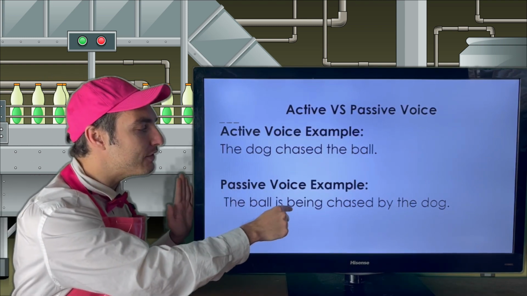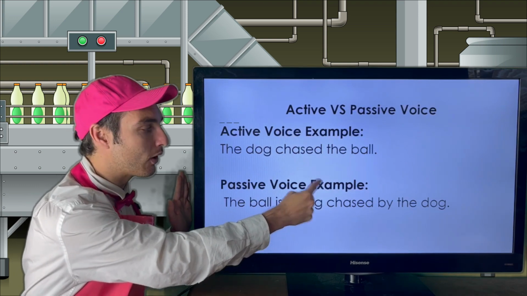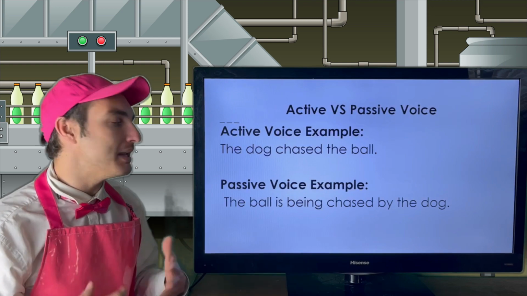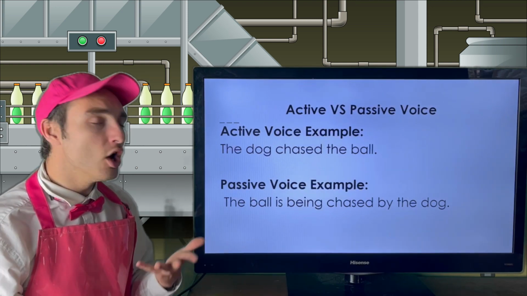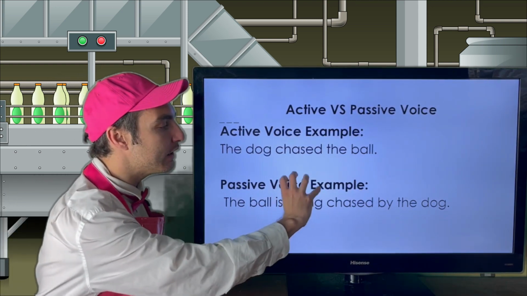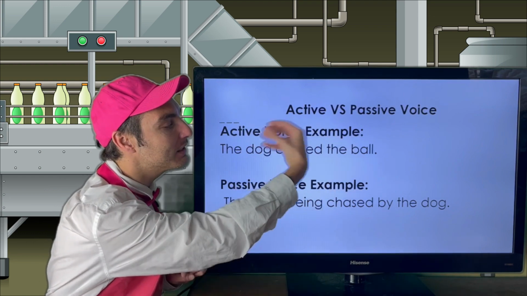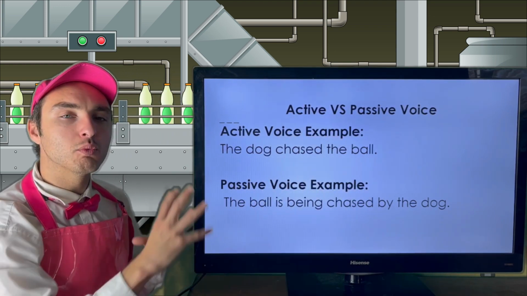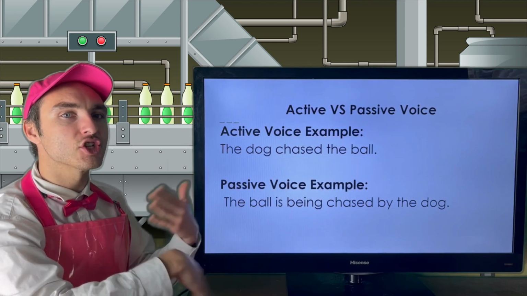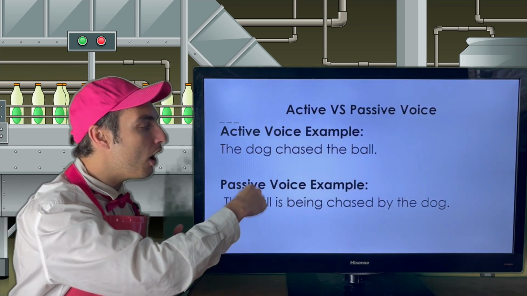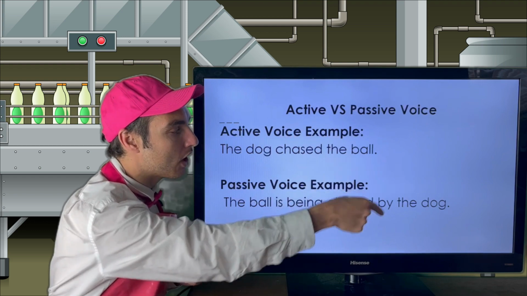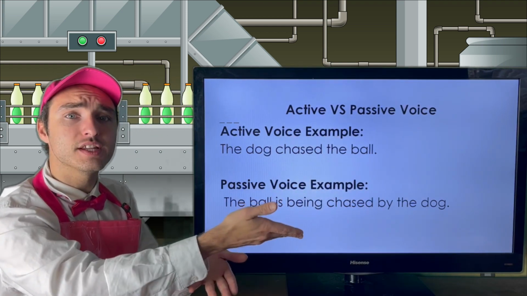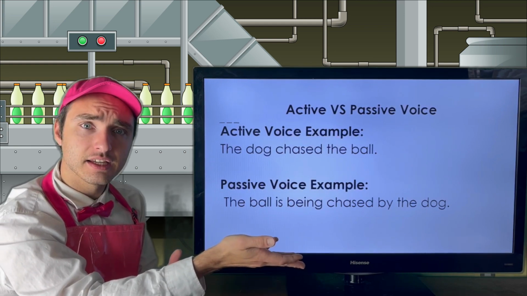Here, we have a to be verb before our main verb, chased. So we know that it's most likely going to be passive voice. Also, we see that the verb is being acted upon, it's being put upon the dog. So rather than the dog performing the action of chasing, it's the ball is being chased by the dog. So the dog ends up getting flipped and going to the end of the sentence.